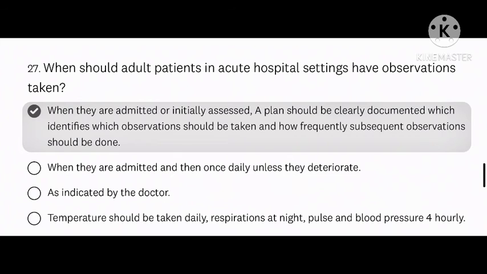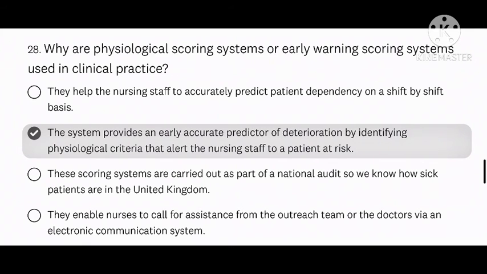When should adult patient in acute hospital setting have observations taken? When they are admitted or initially assessed. A plan should be clearly documented which identifies an observation should be taken and how frequently subsequent observations should be done. Why are physiological scoring system or early warning scoring systems used in critical practice? The system provides an early accurate predictor of deterioration by identifying physiological criteria that alert the nursing staff to a patient at risk.